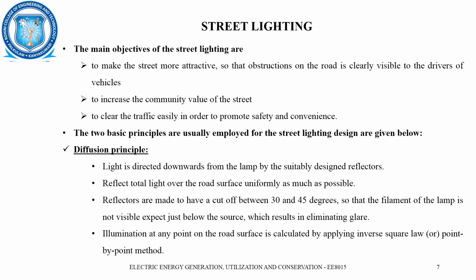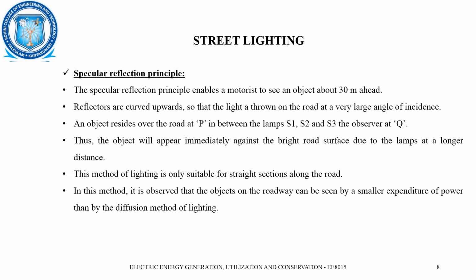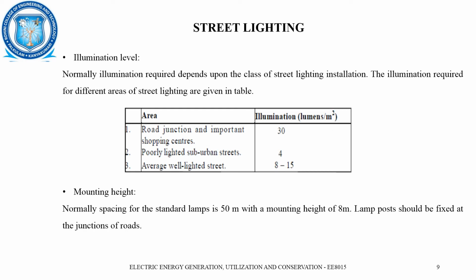The illumination at any point on the road surface is calculated by applying the inverse square law or the point by point method. For example, an object will appear immediately against the bright road surface due to the lamps at a longer distance. This method of lighting is only suitable for straight sections along the road. In this method, it is observed that objects on the roadway can be seen with a smaller expenditure of power than with the diffusion method of lighting.